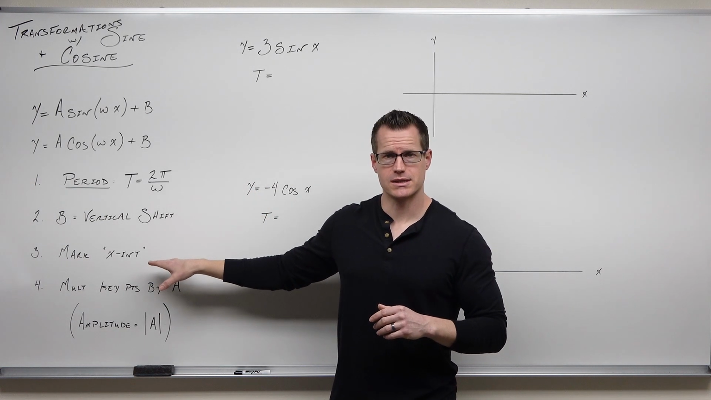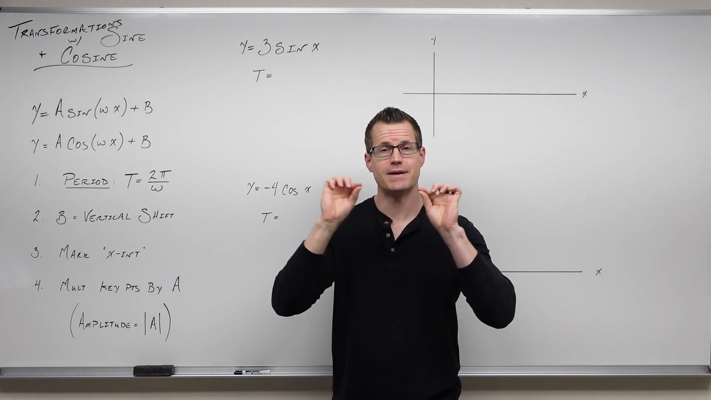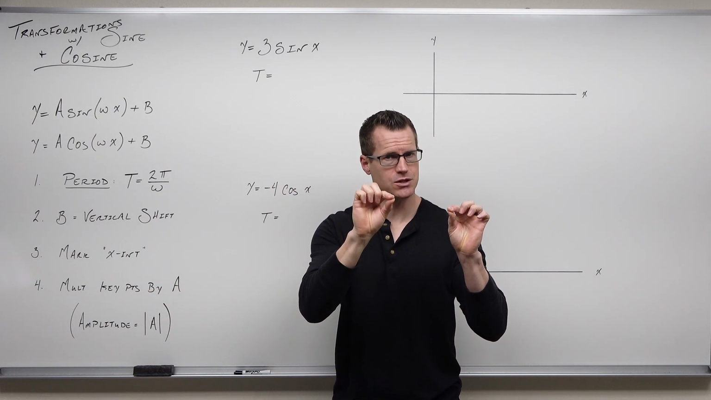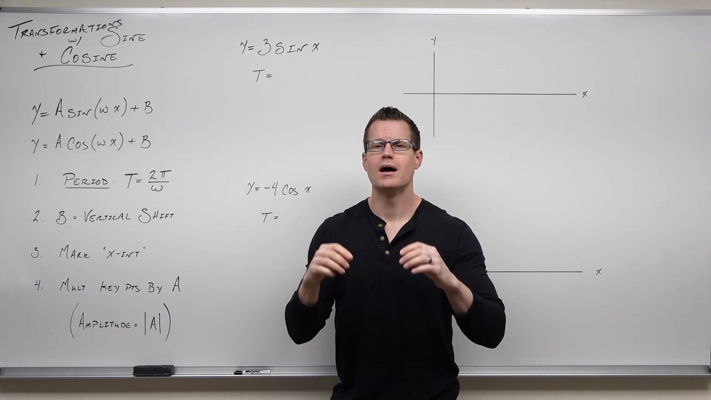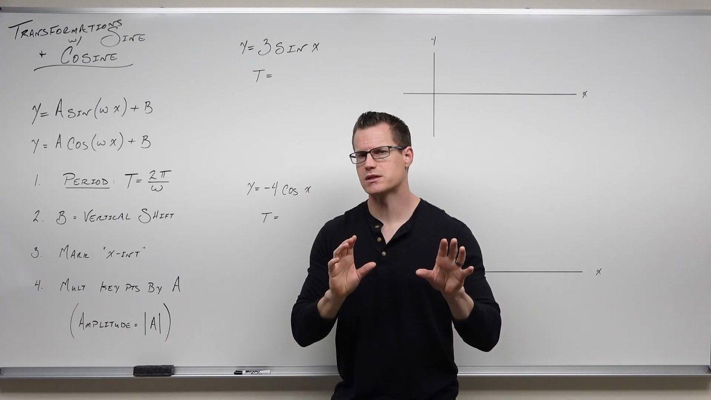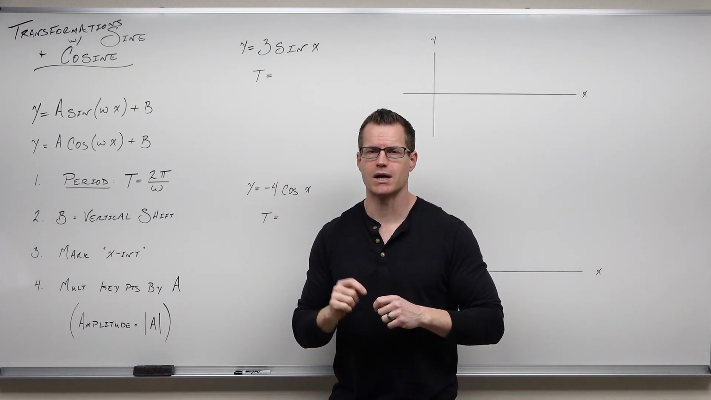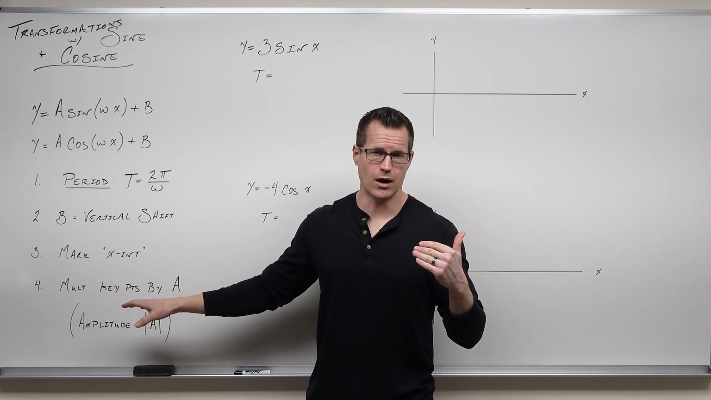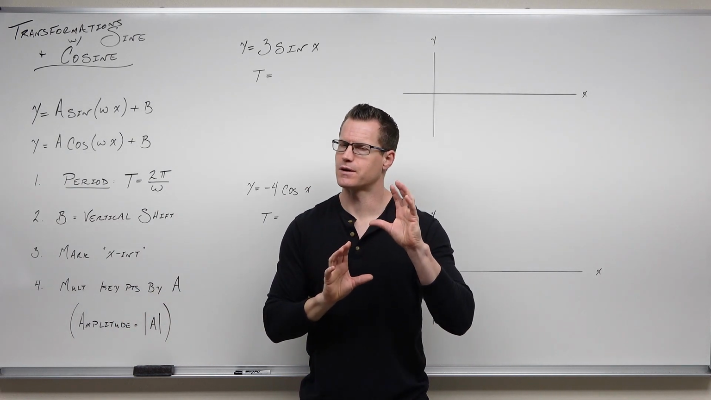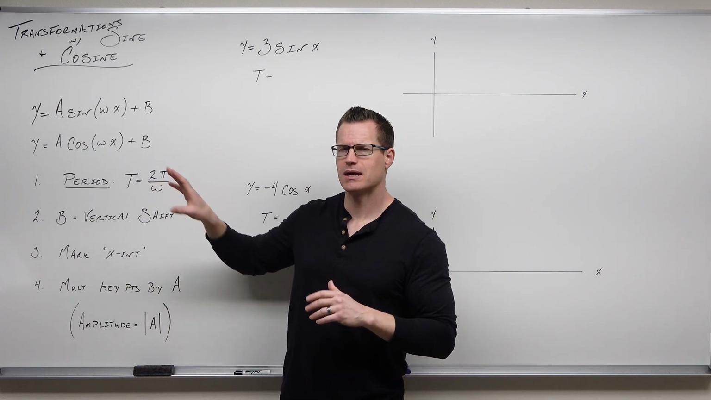Then we're going to mark our x-intercepts. Remember this: for sine, our x-intercepts happen at the ends and the center of our period. For cosine, it's at the quarters of our period. Finally, we'll take our key points, our peaks, at the quarters for sine, at the ends and center for cosine, and we'll use our A to multiply the outputs of those key points, and that'll give us a very clear graph.